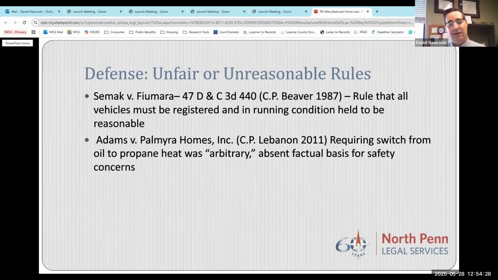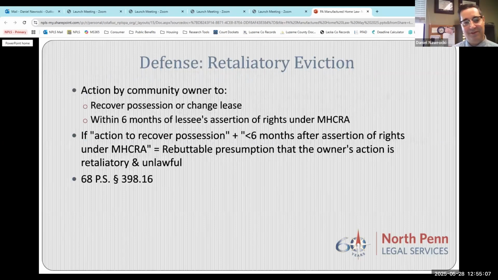So some case law on unfair and unreasonable rules: the rule that all vehicles must be registered and in running condition was held to be reasonable, to prevent abandoned vehicles on the property. That's Beaver County Court of Common Pleas. They're not too friendly, I guess, to mobile home residents. Requiring a switch from oil to propane heat was arbitrary, absent a factual basis for safety concerns, in the Adams v. Palmyra Homes case out of Lebanon County. So there's a county that may be a little more friendly to mobile home residents.